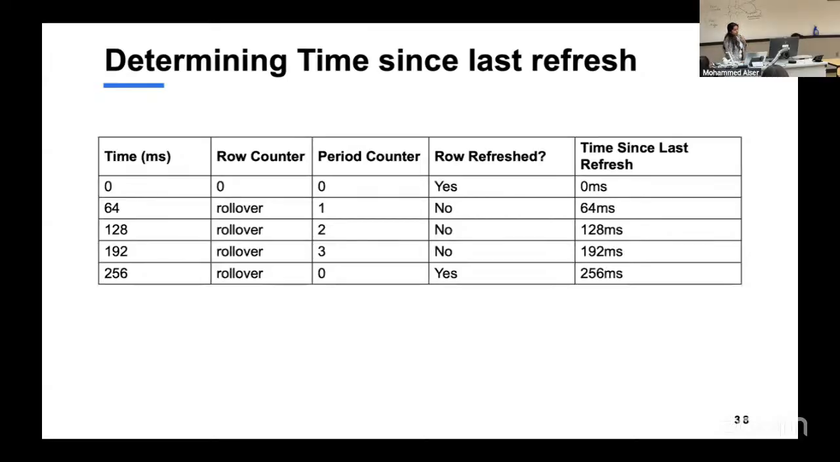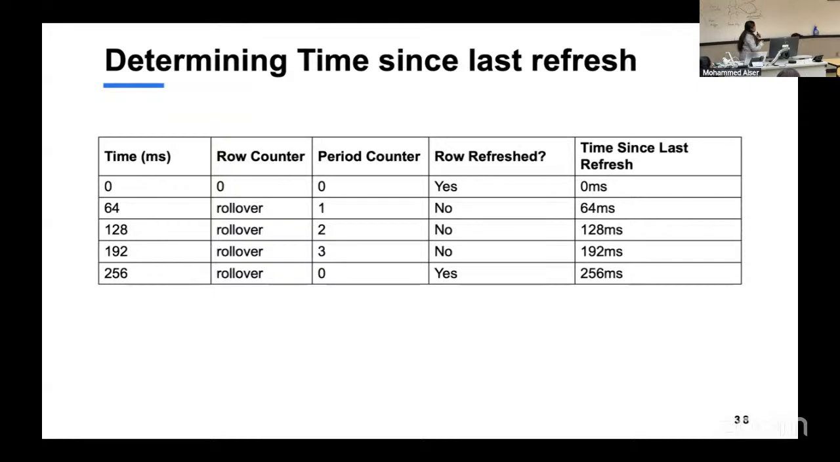So here is a tabular form. As you can see, at 0 the row counter is 0, and the period counter is 0, and initially we are refreshing the row, so it is yes, and the time is 0. At 64 milliseconds it will complete one loop, so the period counter will be 1, and there is no row refresh because it has not reached the bin timing. So this is how the time since last refresh is 128, and 192, since it is completing one row, the period counter will be 3, and then the row refreshing is not yet done, so 192, and at 256 the period counter will become 0, as you can see here.